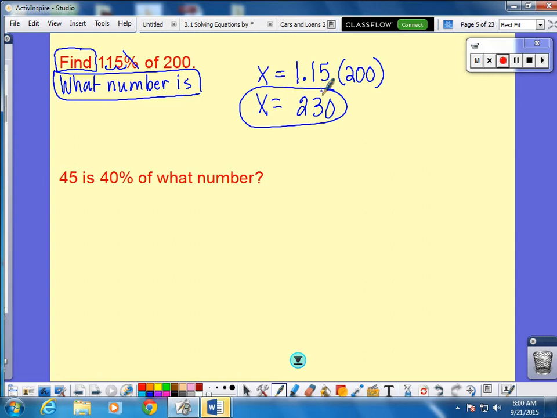Alright, what would this equation look like? 45 is 40%, and you can write that 0 or not. Of means times a variable. So there's a simple equation. We're going to get rid of the number that's multiplied by the x. Divide both sides by 0.4 or 0.40. What is 45 divided by 0.4?